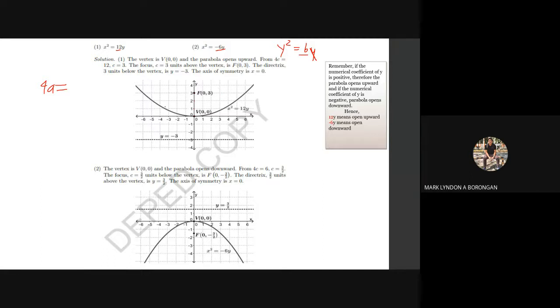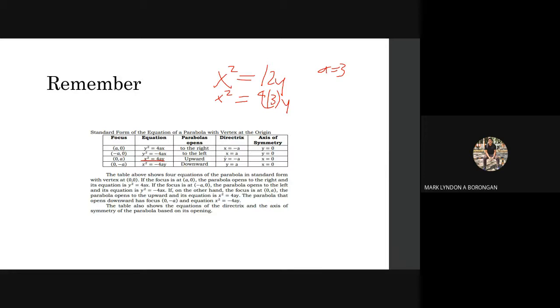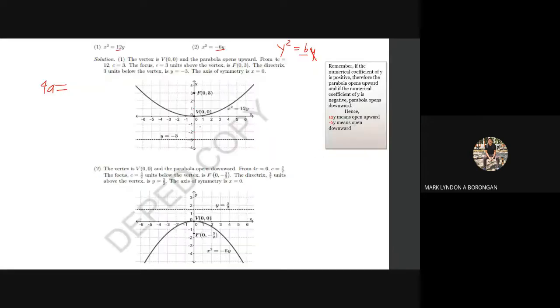So your focus is at 0, 3. And your directrix will be at -1, -2, and -3, so that will be y is equal to -3. As you can see in the table, y is equal to -a. Our a is equal to 3, and it is negative a, so that is -3. So we have our focus, our focal distance, and our directrix.